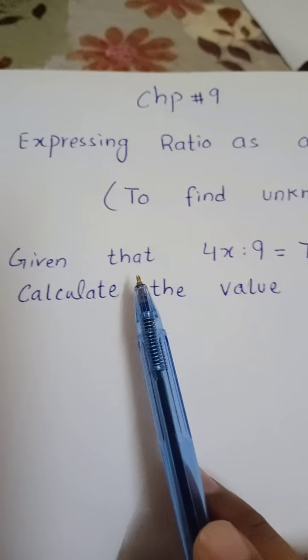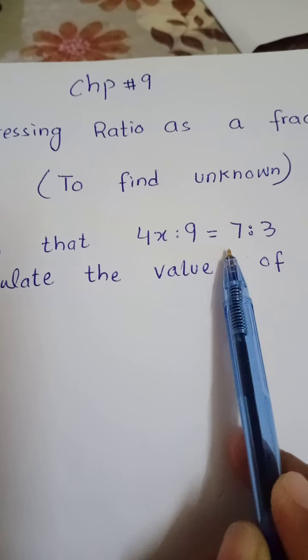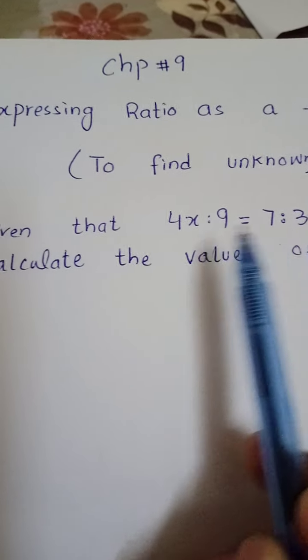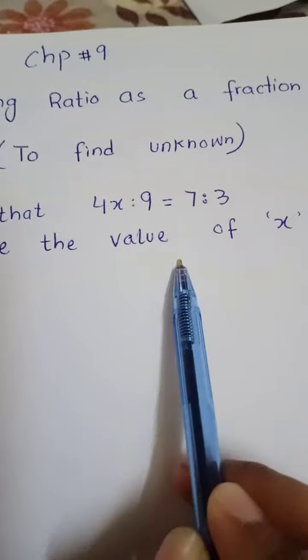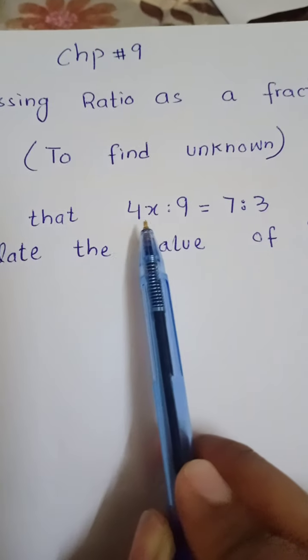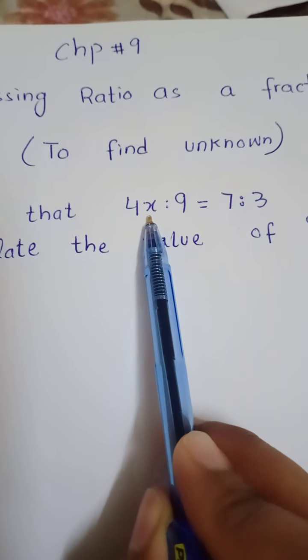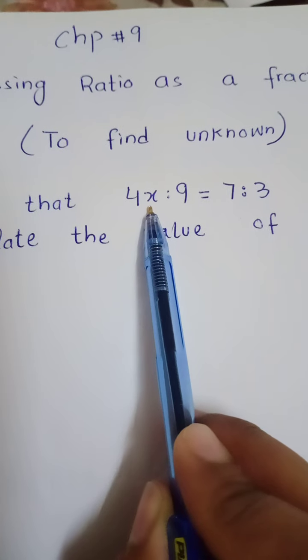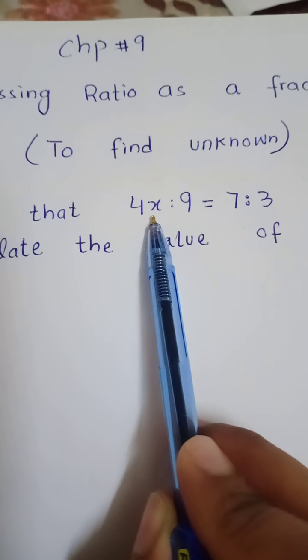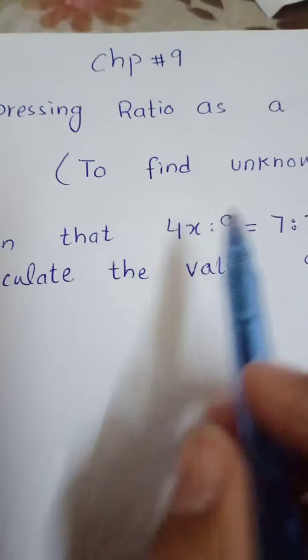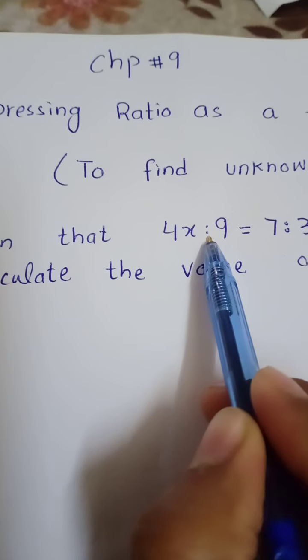I have a question: given that 4x ratio 9 is equal to 7 ratio 3, you have to calculate the value of x. You can see in the question the value of x is unknown, so you have to calculate the value of x. For this I have told you that ratio and fraction are equivalent to each other.